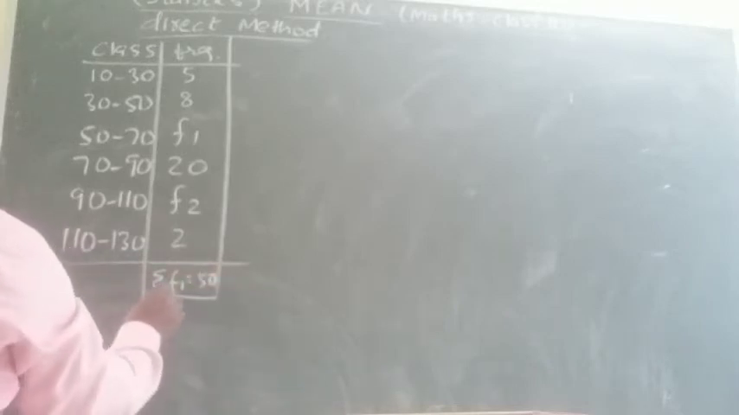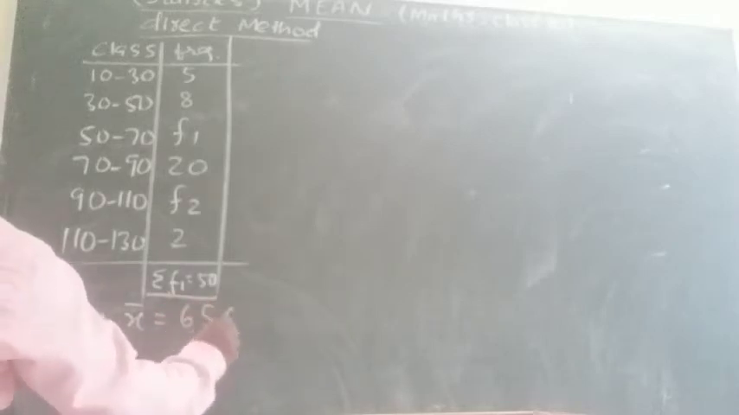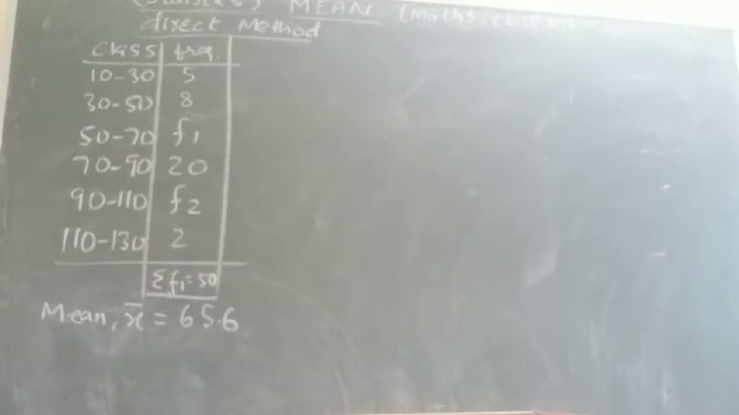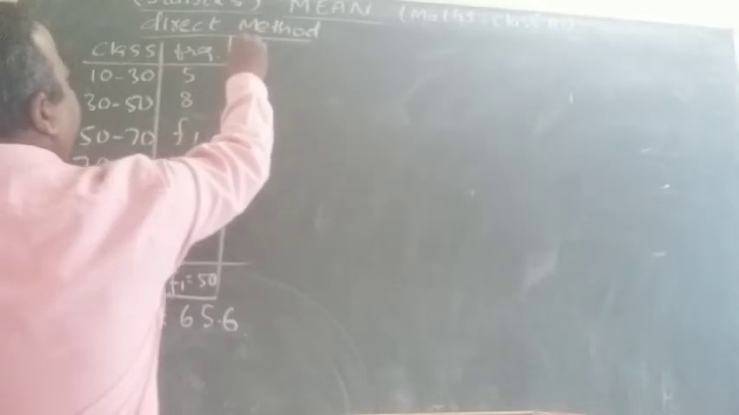Now the question is that we have to find the frequencies, and the mean is given, that is x bar equal to 65.6. Mean is given, two frequencies are unknown, the sum of all frequencies is known, and now we have to find the unknown frequencies. How do we find them? Look at this. First I have to find the class marks.